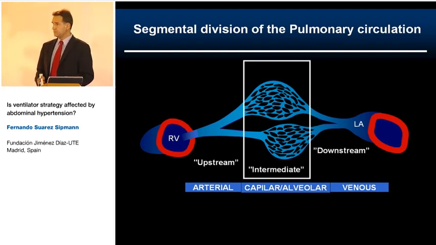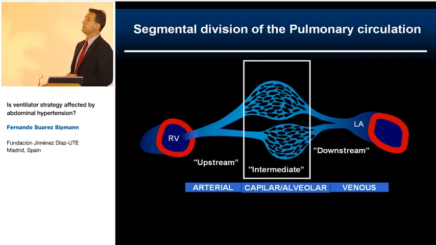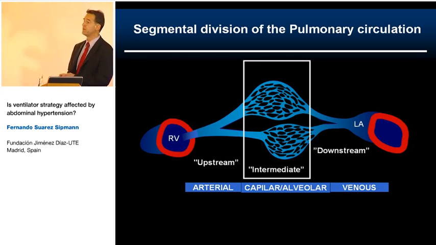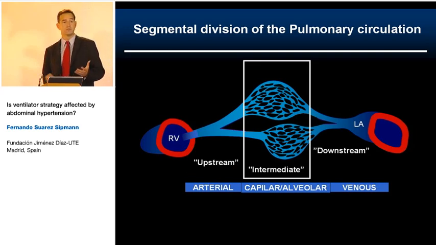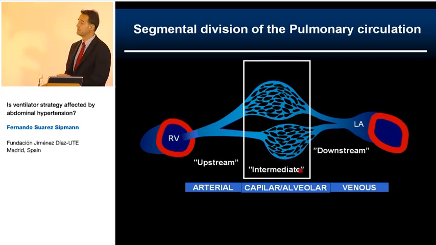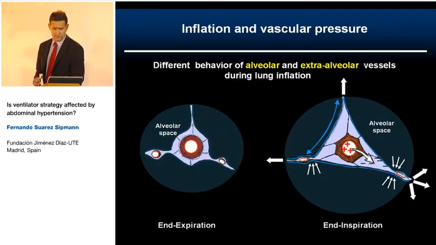So, the path that the pulmonary circulation follows from the right chambers to the left chambers can be divided in three segments. We have mainly been until now talking about the upstream segment or the arterial part. But the interesting part, where many of the problems arise during mechanical ventilation in ARDS, is the intermediate segment. That is where the capillary and the alveolar structures are.